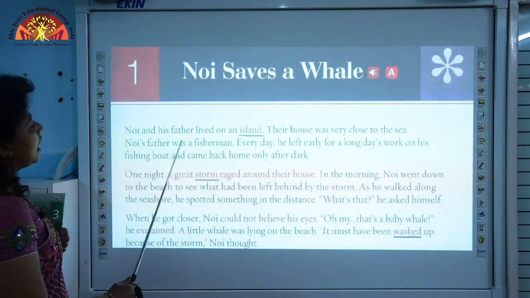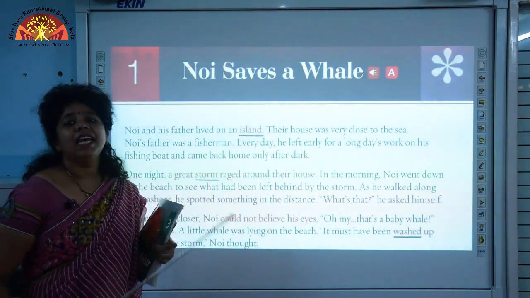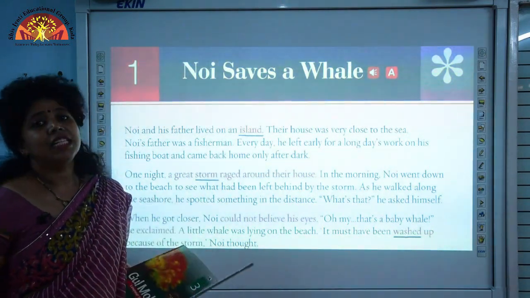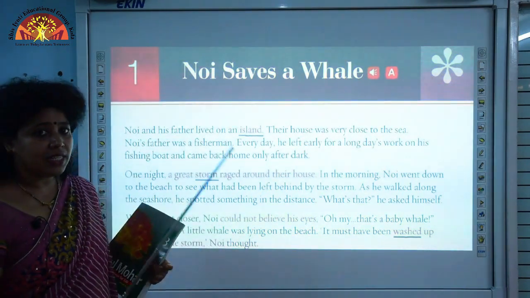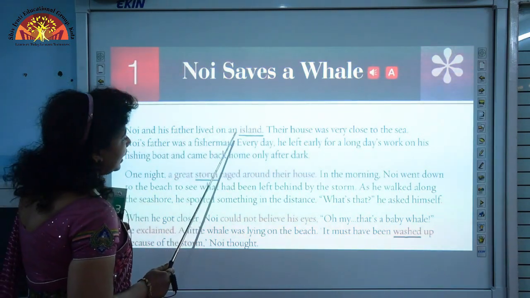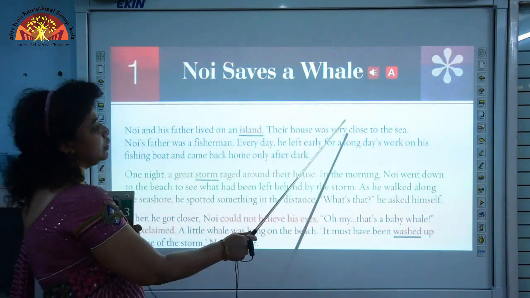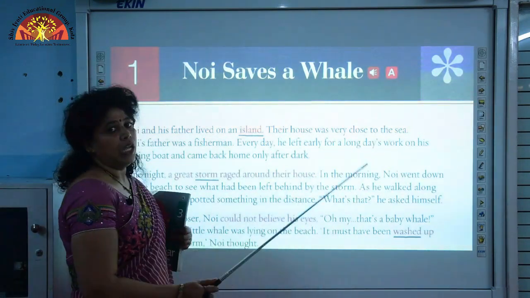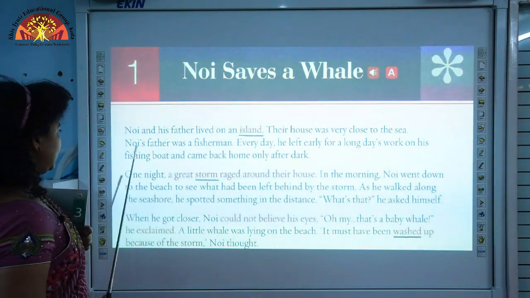Noe and his father lived on an island. What is an island? An island is a piece of land surrounded by water on all the four sides. So children, take out your pencil and ruler and underline your first new word, island. Their house was very close to the sea. Noe and his father lived very close to the sea.